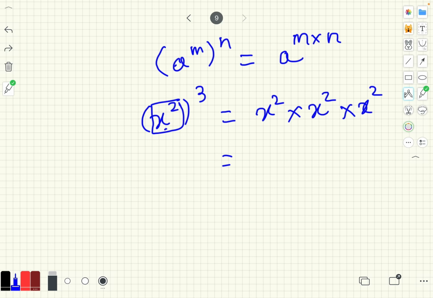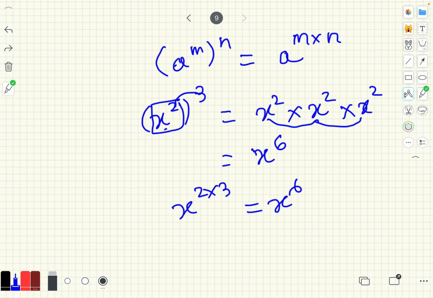Now you can simply understand here, this is the first law. All the bases are identical, so you can simply add the powers, which is 6. So the powers multiply. You can see 2 times 3, which is 6. So I can write, the powers multiply, x to the 2 times 3, which is x to the 6.